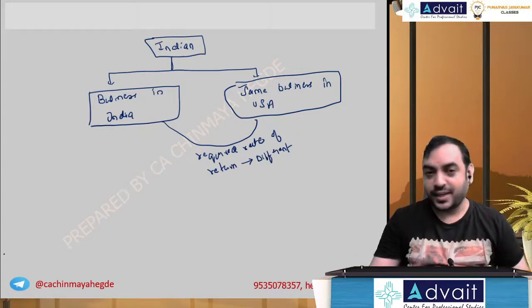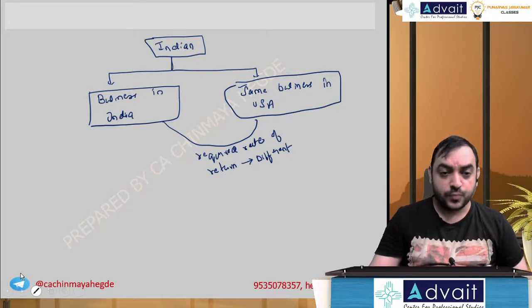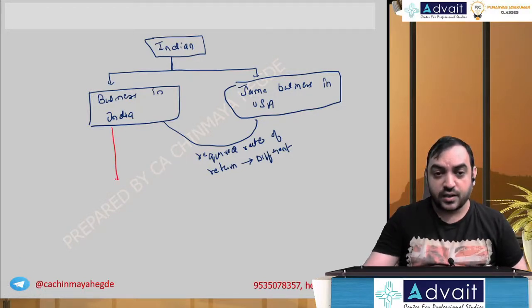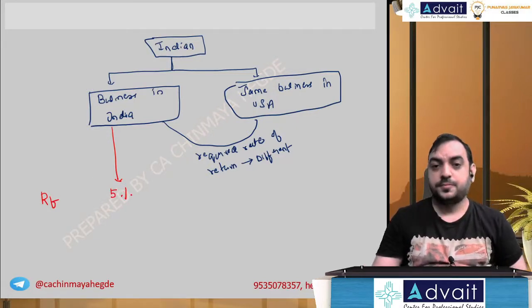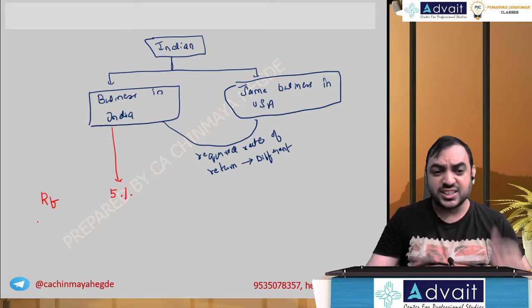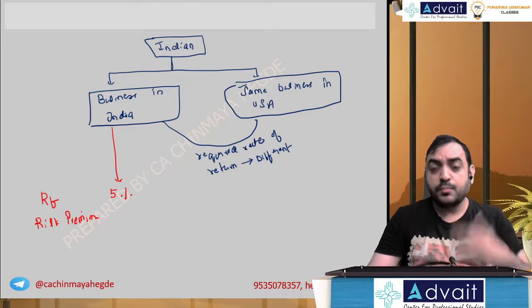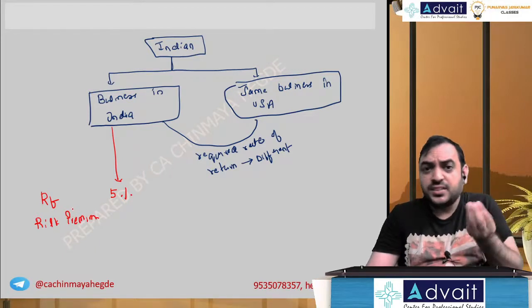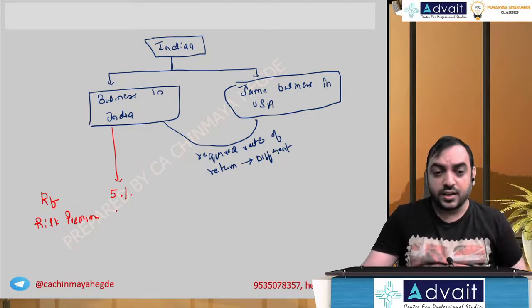What is the logic behind this? Logic I will tell you. Suppose in India, the FD rate, I'll say risk-free rate, FD rate is 5%. And you take a risk premium in your business, risk premium for the risk taken. In the business, you take more risk. Suppose you take a 4% risk. So what is your required rate here? Here your required rate will be 9%.